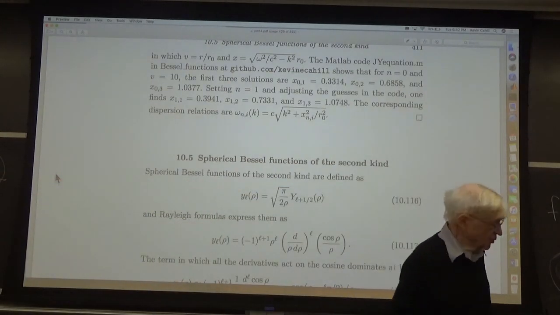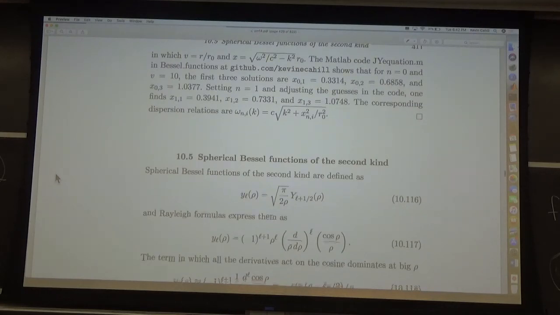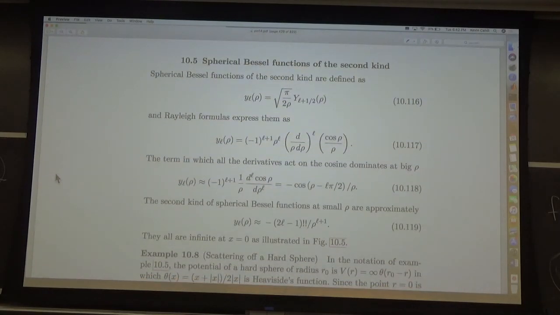Let's see, we have 4 minutes left. Spherical Bessel functions of the second kind. Well, these are given by a formula that's similar to the formula for the spherical Bessel functions of the first kind. You just change J to Y. And the Rayleigh formulas give them these very nice expressions. You see that they're diverging at rho equal to 0.